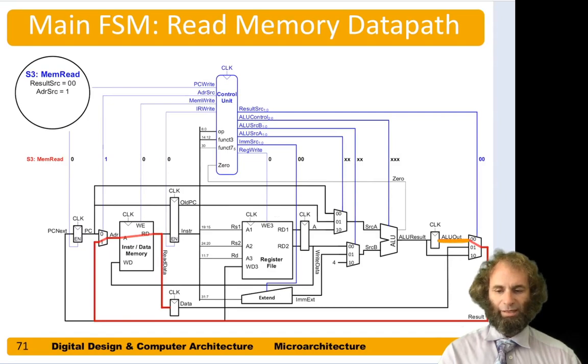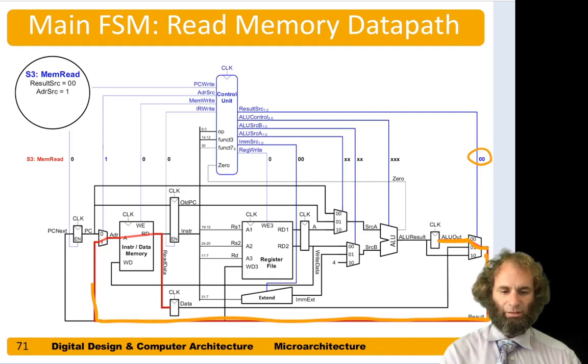So we have our address sitting in here. We need to choose it. So result source needs to be 00. We'll bring that result around as the address to the data memory. So we need to make ADR source be 1 to choose that value. We go read from that address in the data memory, and we get read data out and store it in the data register at the end of step 4.